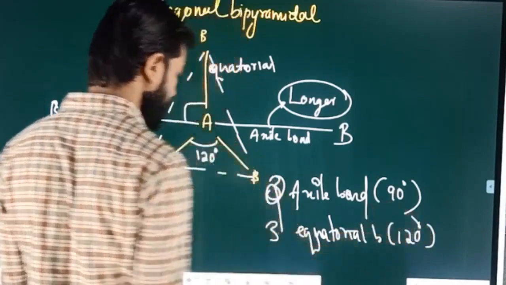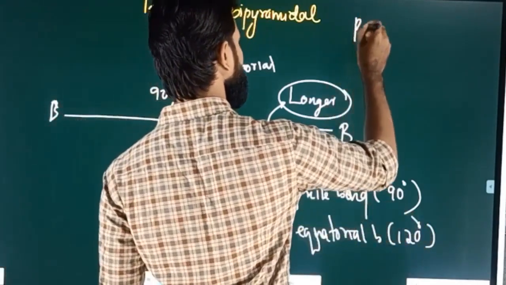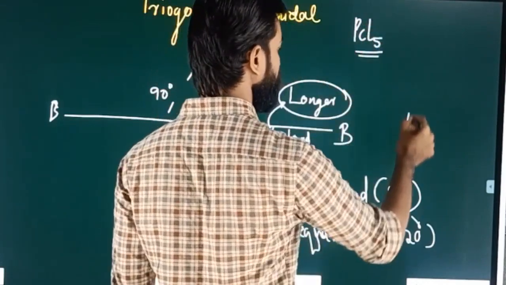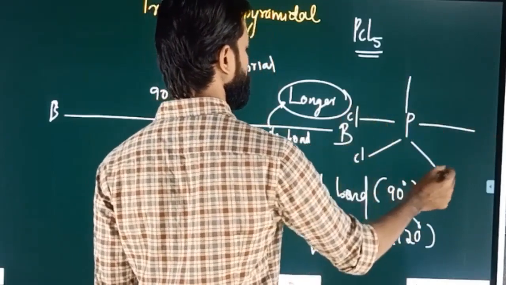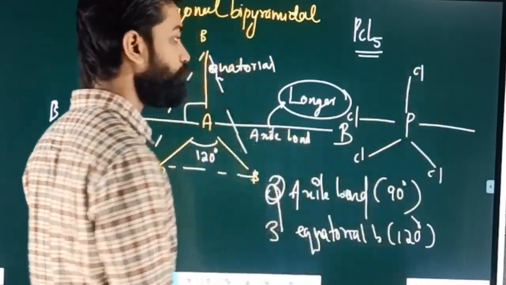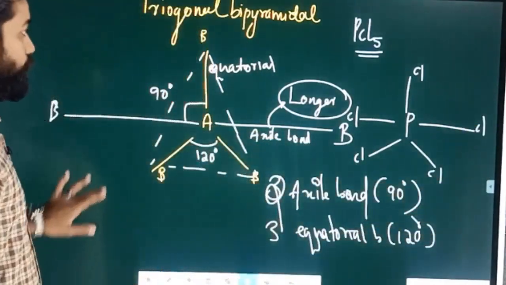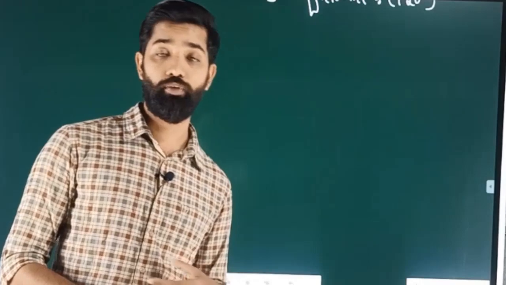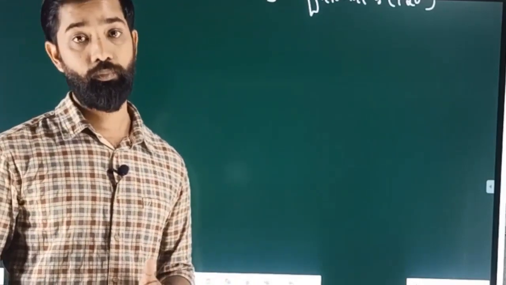120 degrees. Okay, fine. And if we consider the example of PCl5, then PCl5 satisfies the trigonal bipyramidal shape. Something like this. Ready. So we have to represent the 4 variations in that geometry. So 3 more variations: seesaw, T-shape, and linear.